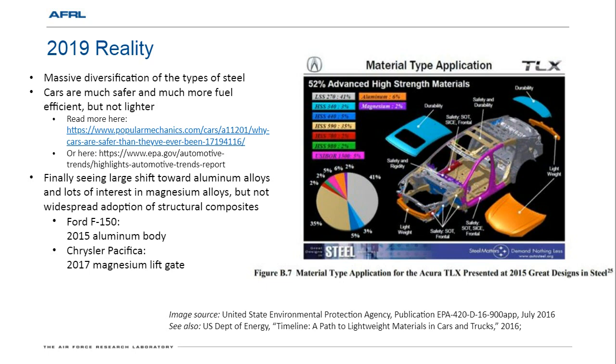Now, our reality now is not a massive shift towards structural composites, but in fact, there's been a diversification of the types of steels. Cars are much safer and more fuel efficient than they used to be, but on average, they're not lighter. Right now we may be seeing a shift towards aluminum alloys and an interest in magnesium alloys, but there really hasn't been this widespread adoption of composites for structural components.